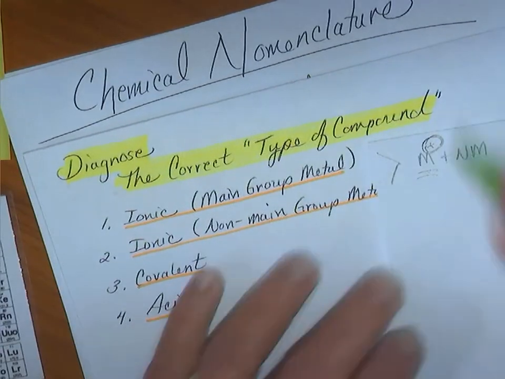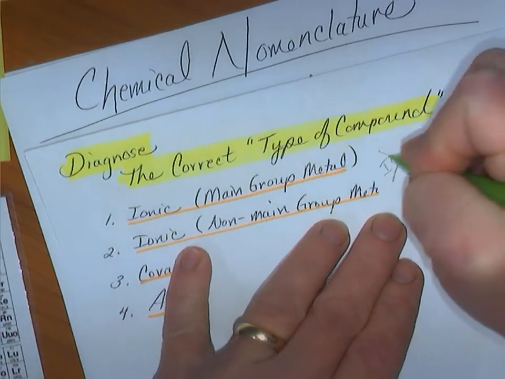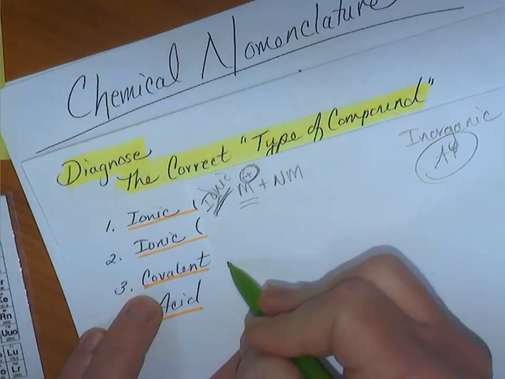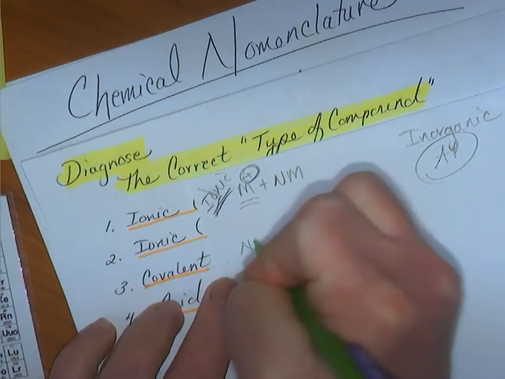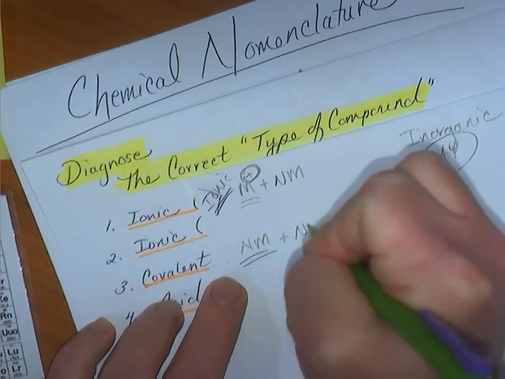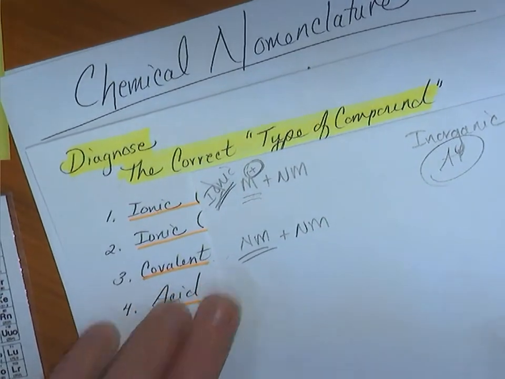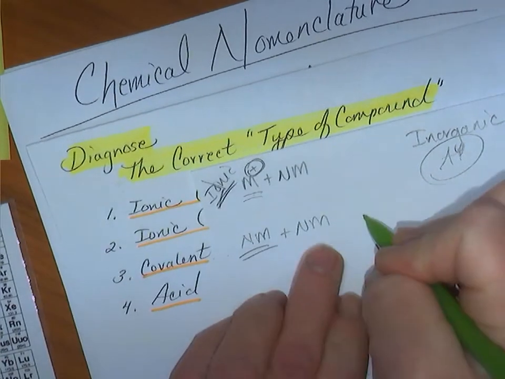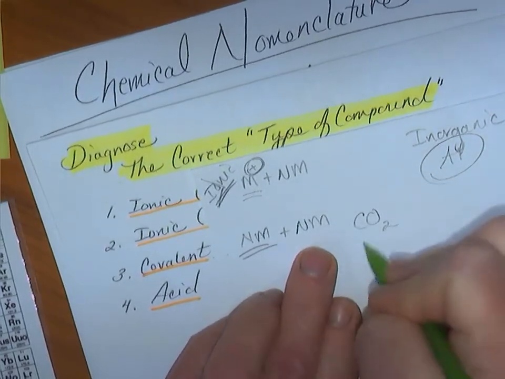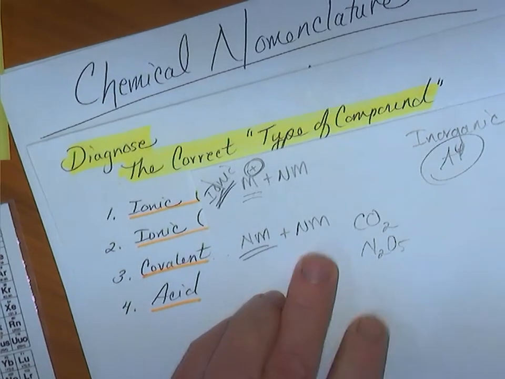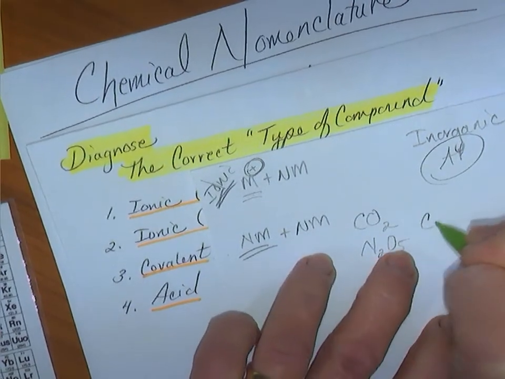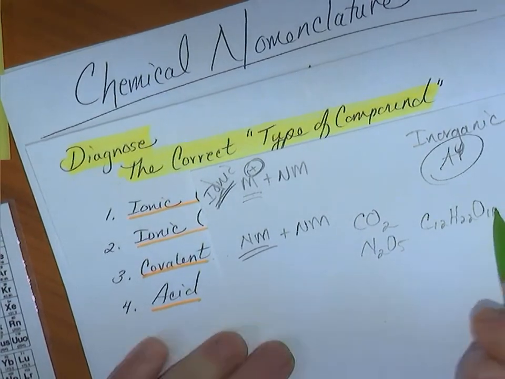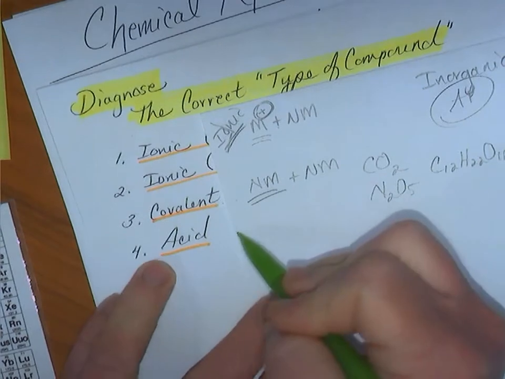So how do we know? So this is ionic, of course, if it begins with a metal. Well, how do we know if it's covalent? Well, that first element is going to be a non-metal. And then the rest will be non-metals. So if it's made of elements on the right side of the periodic table. So for example, carbon dioxide, or N2O5, or sucrose, C12H22O11, all made of nonmetals. It's covalent.